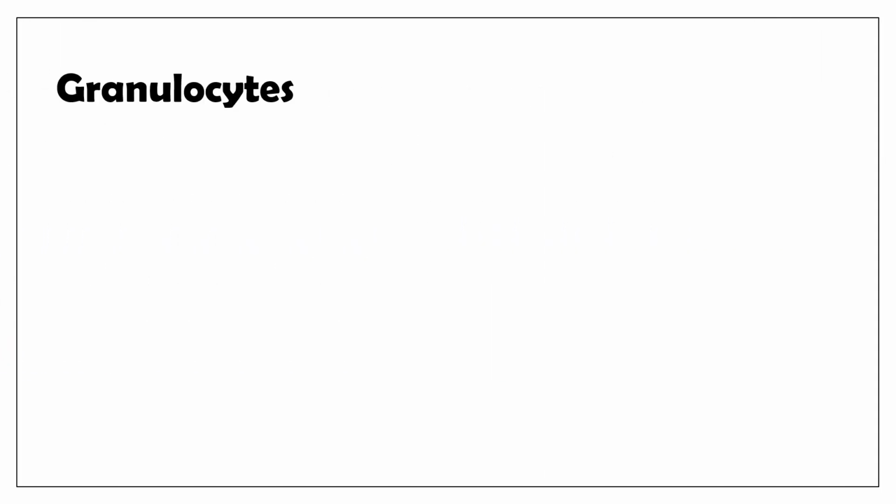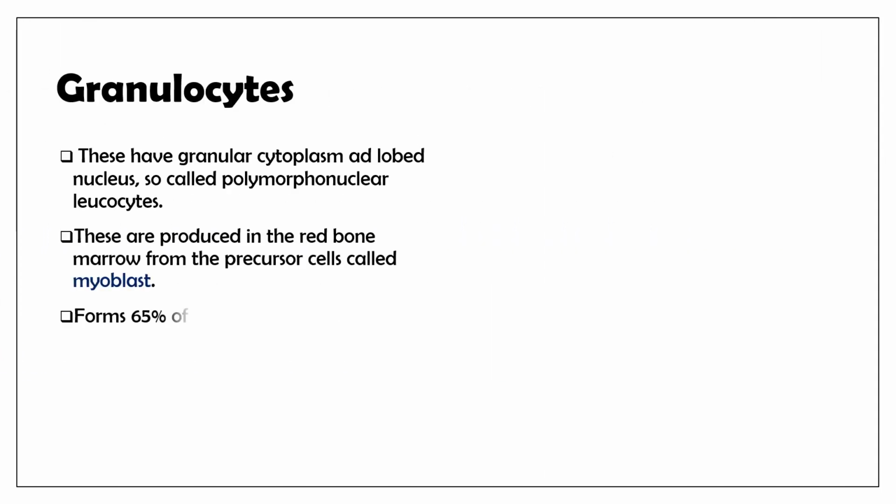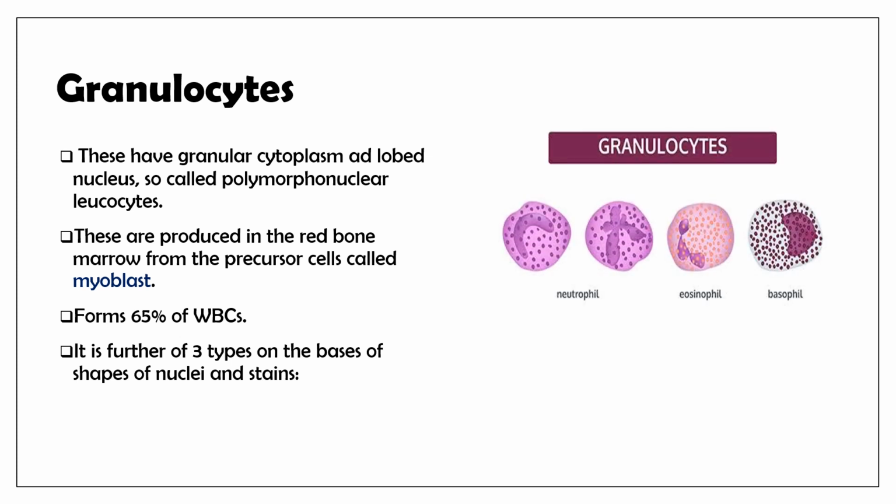Let's talk about the granulocytes. These have granular cytoplasm and a lobed nucleus. That's why they are known as granulocytes, and they are also known as polymorphonuclear leukocytes because of the multi-lobed nucleus. These are produced in the red bone marrow from precursor cells called myeloblast cells, and they form about 65% of the WBCs. They are further of three types, as we can see here: neutrophil, eosinophil, and basophil.